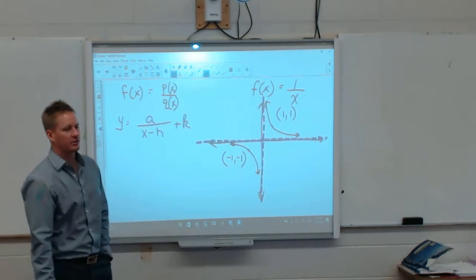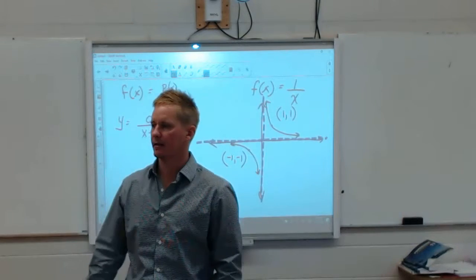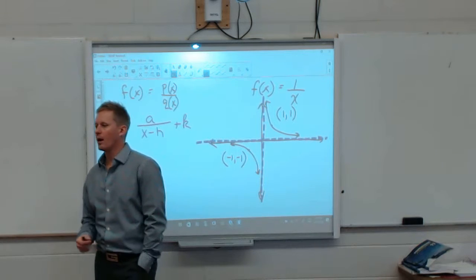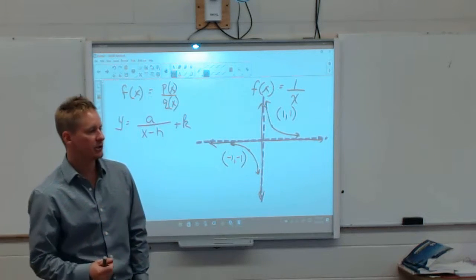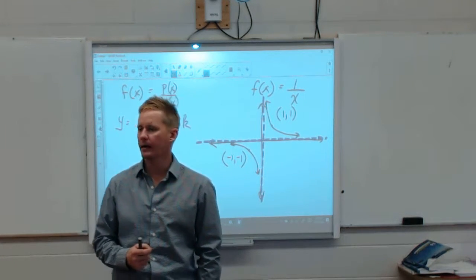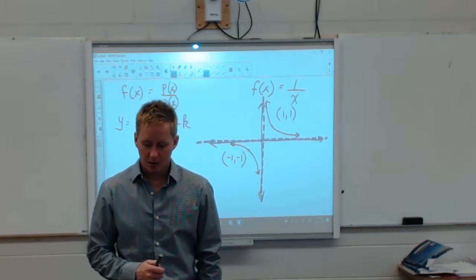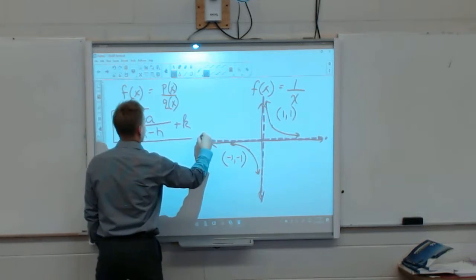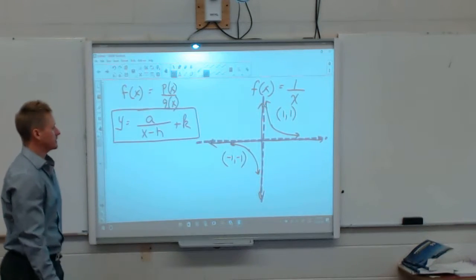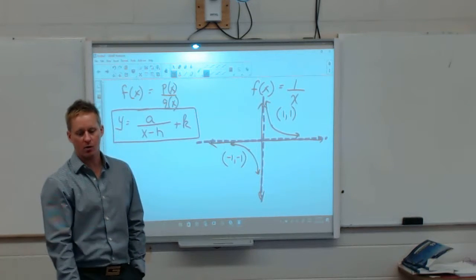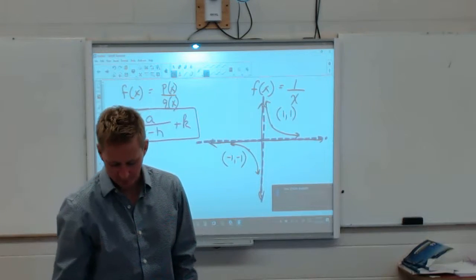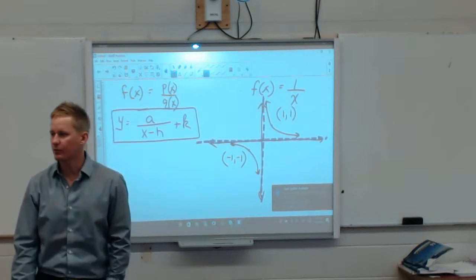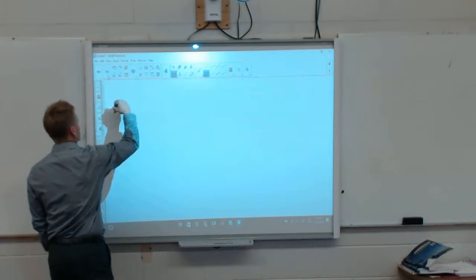And all 3 of those variables mean the exact same thing that they've meant since day 1. A changes your y values, you multiply your y values. H does what? Left or right, and k moves it up or down. So our goal today is just to get it into this form, what they call the quotient remainder form. Again, this is one where we have to do non-permissible values. So let's look at an example.